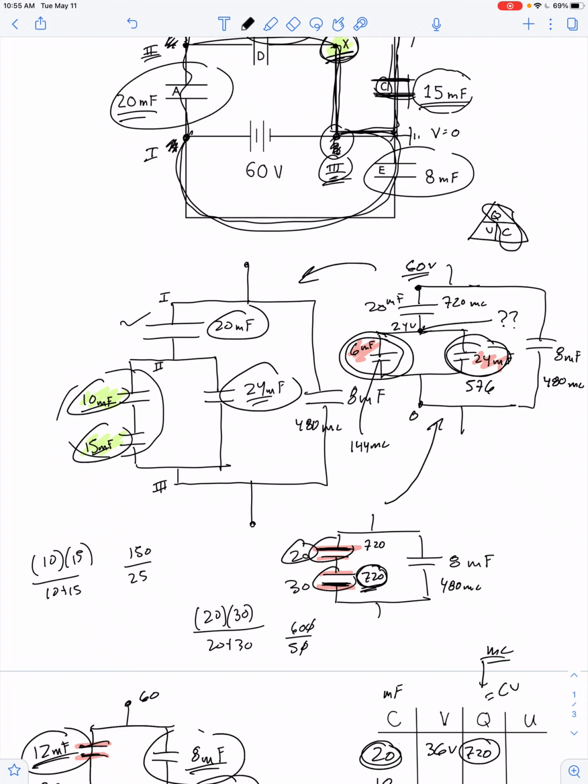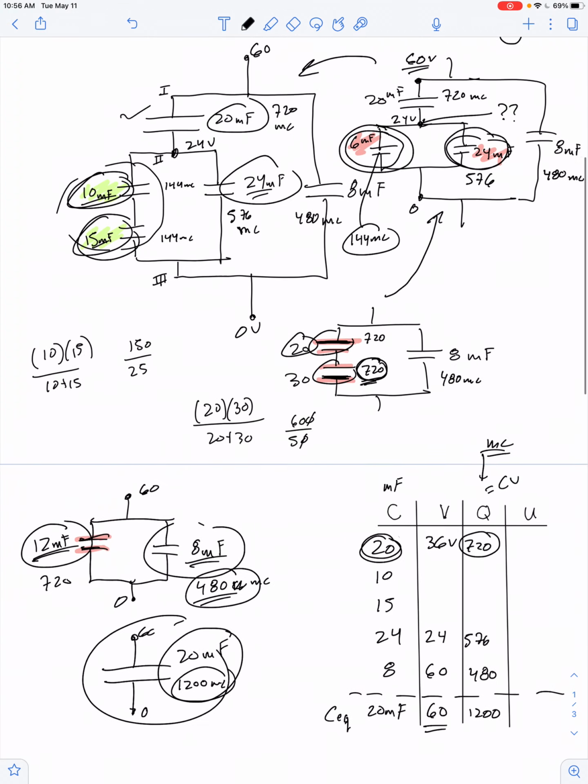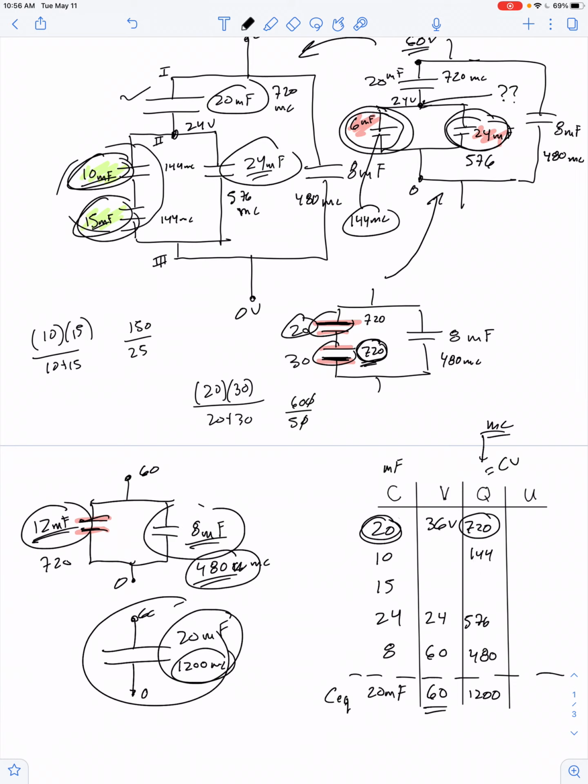480 millicoulombs, 720 millicoulombs, 60 volt, 0 volt, 24 volt, 576 millicoulombs, and then this whole charge by induction conversation, this 144 millicoulombs is the charge on both of these capacitors. Remember, these are values in millicoulombs.